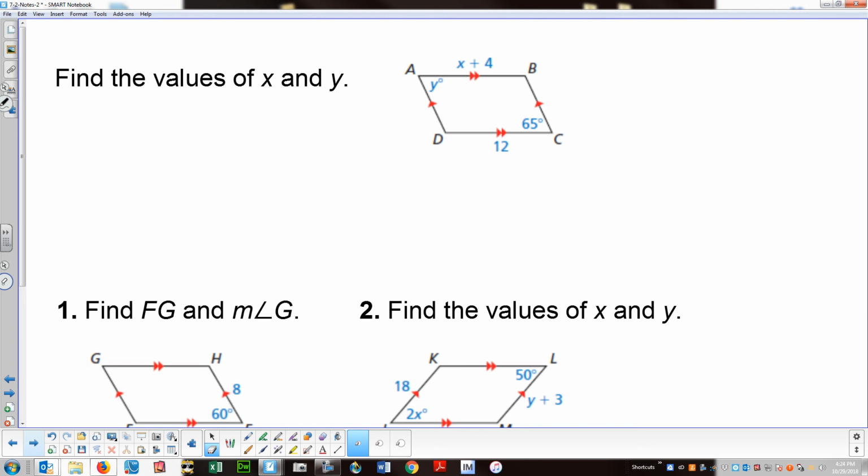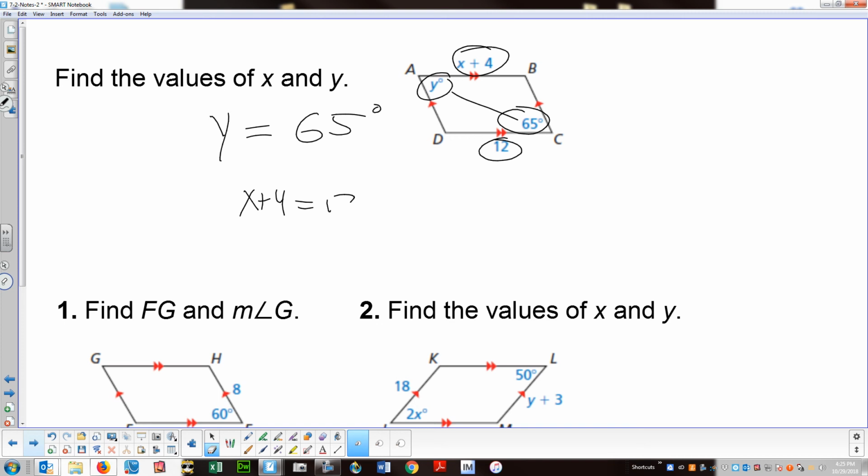So how big is y? Well, look at these angles. They're opposite. So since they're opposite, y and 65 have to be equal. Opposite angles are congruent. And what about the opposite sides? Well, x plus 4 is one side, 12 is the other side, so x plus 4 and 12 have to be the same thing. Opposite sides are congruent. Subtract 4 from both sides, we get 8. Okay?